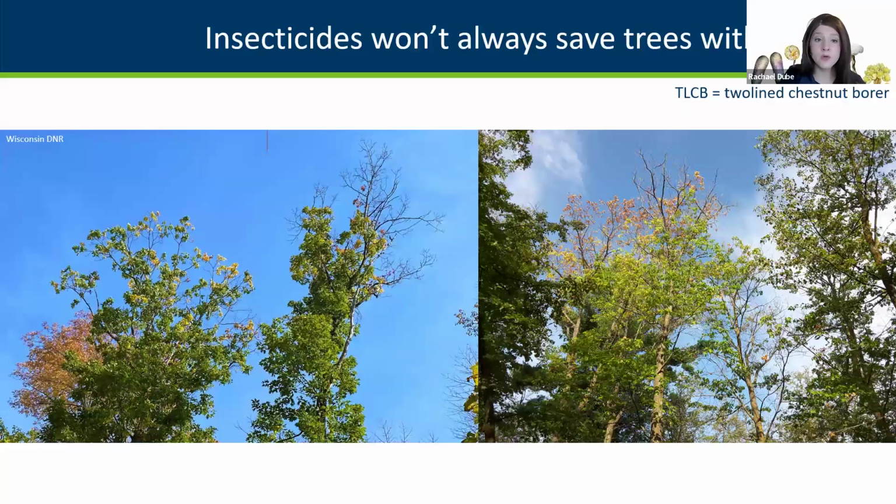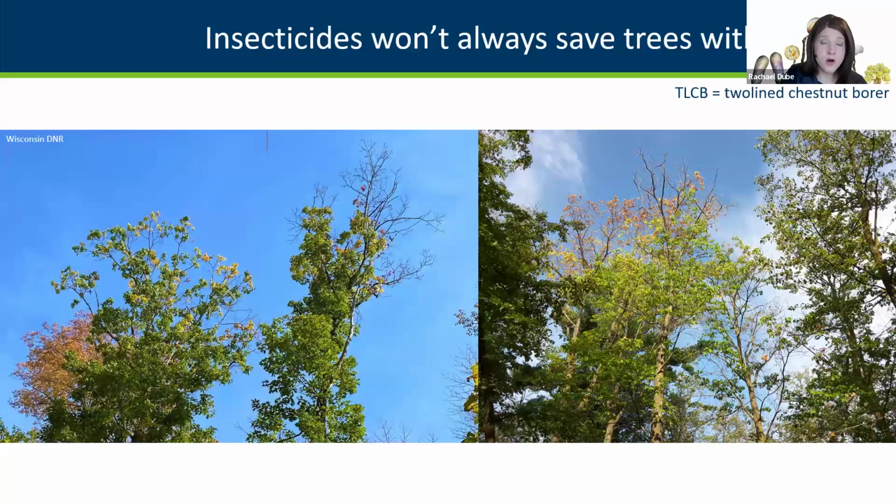But a really important caveat is that you do not want to pick a highly valuable tree that is showing 40 to 50% mortality in its canopy. You want to catch it before that, for that insecticide to have any chance of being successful. For example, this tree here on the left is not a good candidate for insecticides.